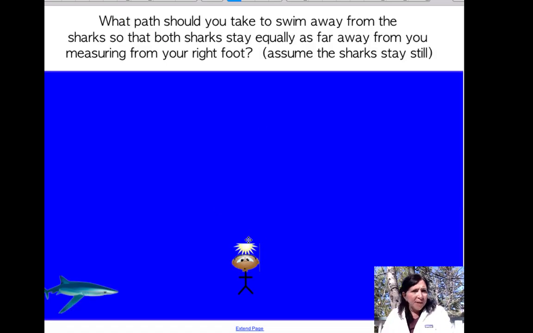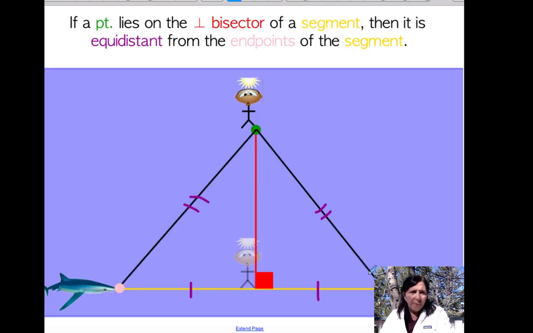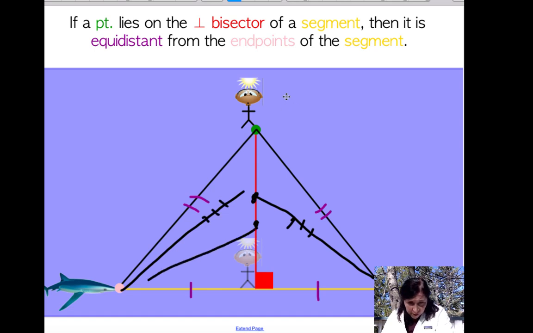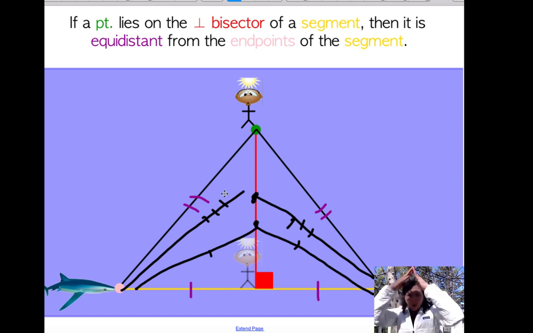So what path should you take to swim away from the shark so that both sharks stay equally as far away from you as your right foot? So assume the sharks are going to stay still. I'm hoping that you don't go either to the right or to the left, but you actually go straight up. So if a point lies on the perpendicular bisector of a segment, so anytime it's a point here, then it is equidistant from the endpoints. See, from here to here, it's going to be the same distance. As I move along this, from here to here, right? As I move along, that distance is going to stay the same all the way up.